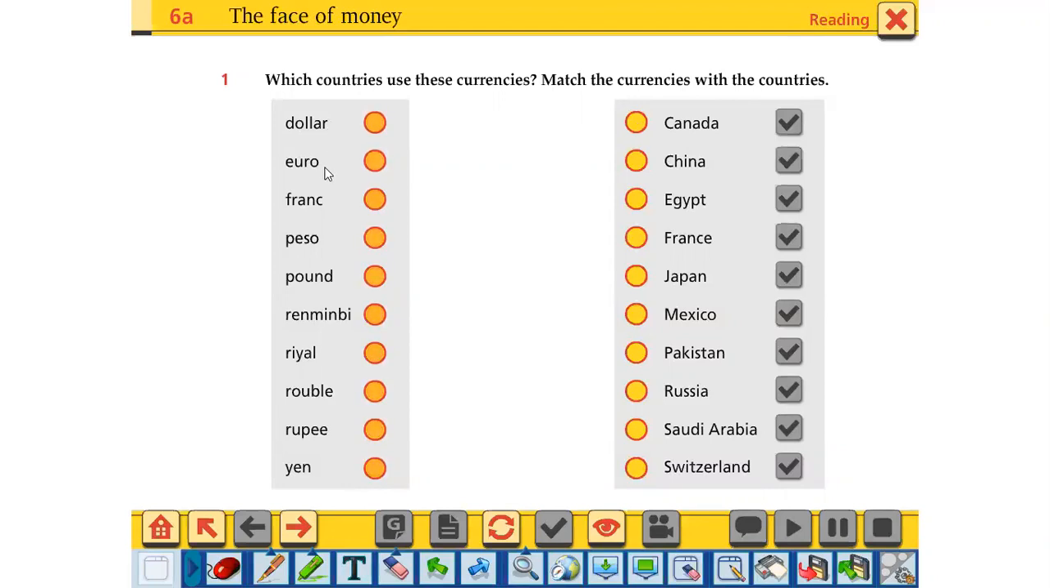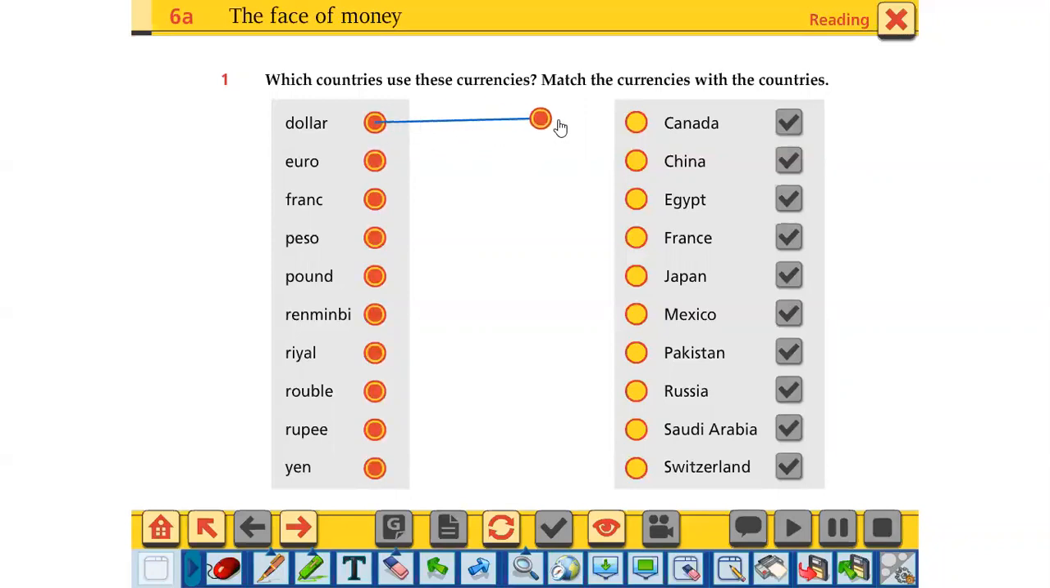Dollar, euro, franc, peso, pound, renminbi, real, ruble, rupee, yen. Canada, China, Egypt, France, Japan, Mexico, Pakistan, Russia, Saudi Arabia, Switzerland. Okay, so these are the currencies, and these are the countries. We have to match, enlazar.